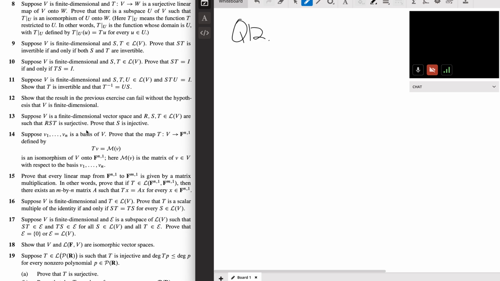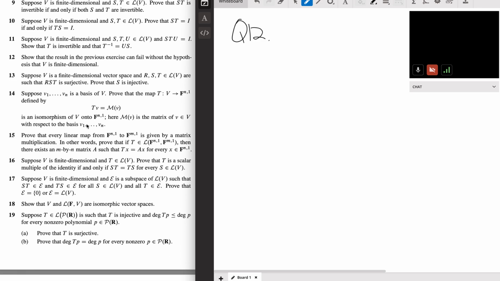Okay, question 12. Are they encroaching on infinite dimensional vector spaces? So I think that's enough for today. I'm not quite happy with that infinite dimensional vector space thing. Let's take a break for today and maybe come back tomorrow.